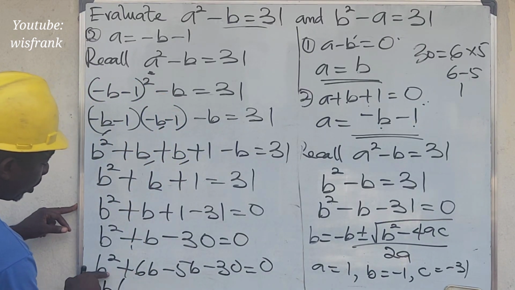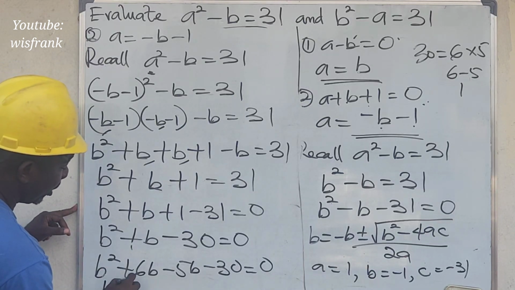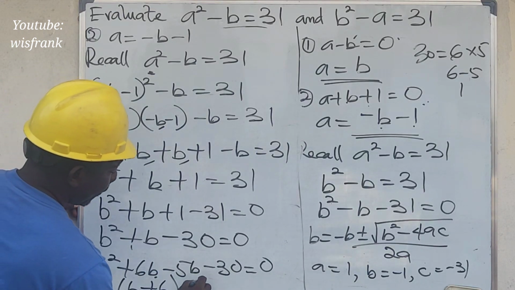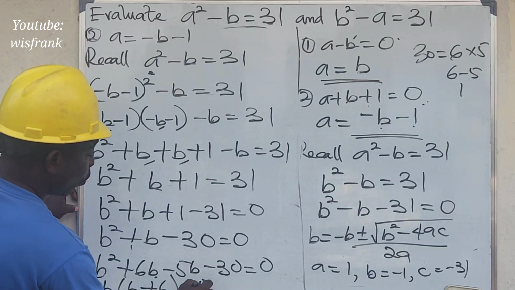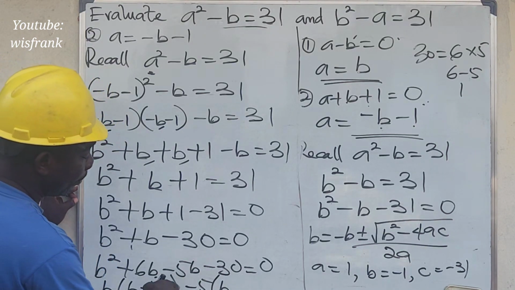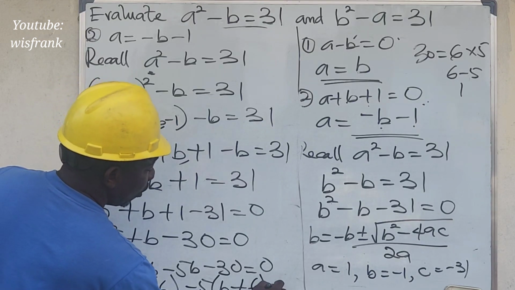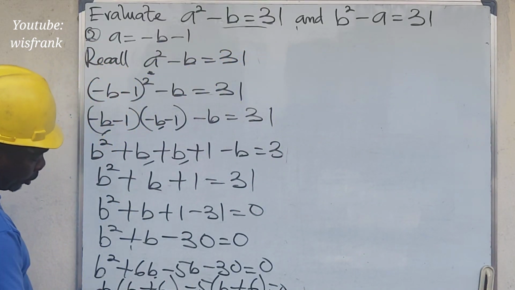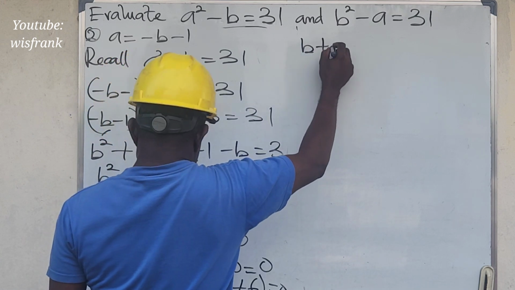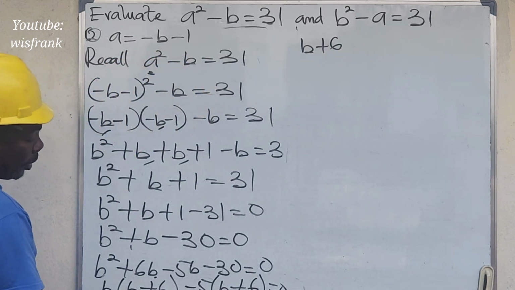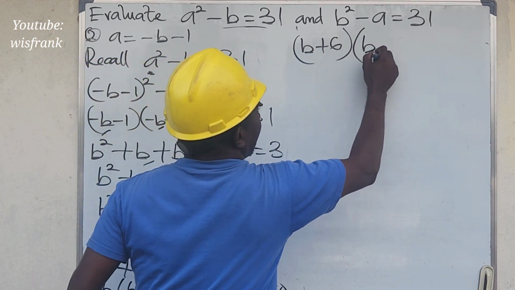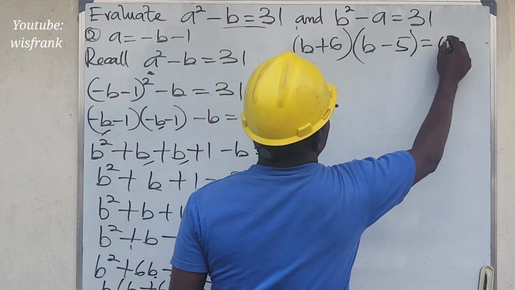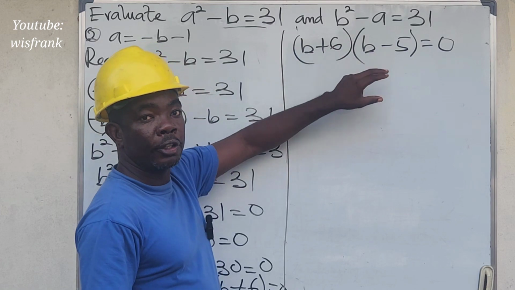We have b into, when we divide b to the power of 2 by b, this will give us b. Then 6b divided by b will give us plus 6. So we have here minus 5, then minus 5b divided by minus 5 will give us b, then minus 30 divided by minus 5 will give us plus 6, all equals 0. So we are going to find the value of b from this expression. We have here b plus 6, taking this parenthesis first, then dividing by here will give us b. Then dividing the whole of here by b plus 6 is going to give us minus 5, all equals 0. We have two parentheses. It's either the first one equals 0 or the second one equals 0.